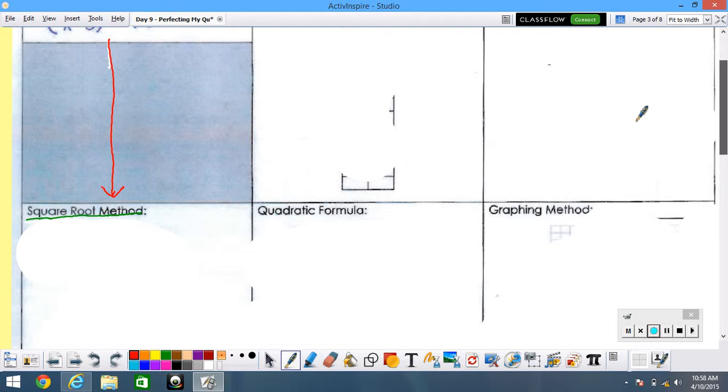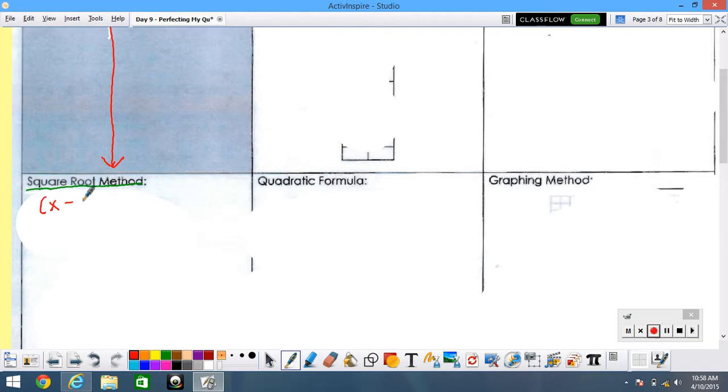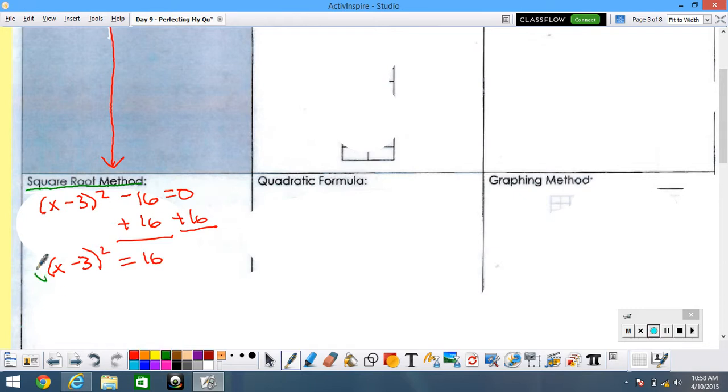So let's try it. I'm going to rewrite the problem. X minus 3 squared minus 16 equals 0. And the first thing I'm going to do is isolate what's being squared. So we're going to add 16 to both sides. And that's going to give us x minus 3 squared equals 16. Now we're going to take the square root of both sides and I'm going to split it into two equations. So I'm going to have x minus 3 equals 4 and x minus 3 equals negative 4 because it could have been plus or minus 4.